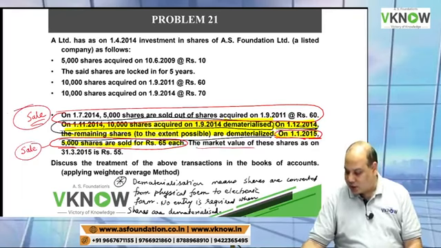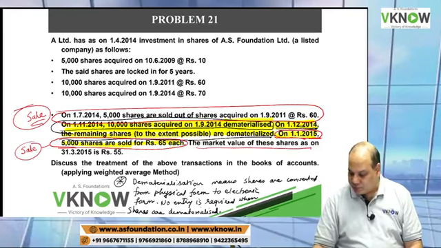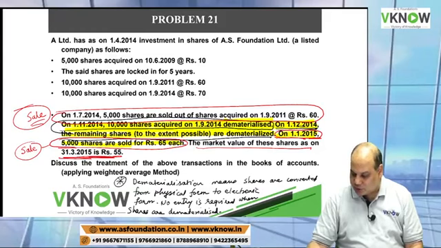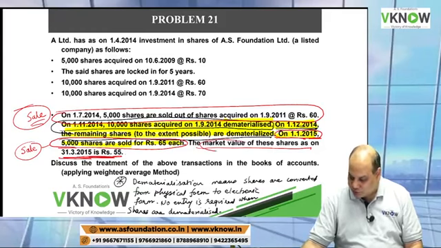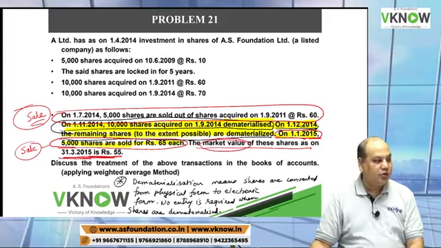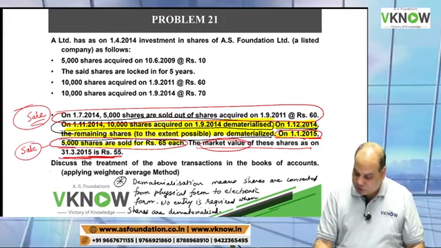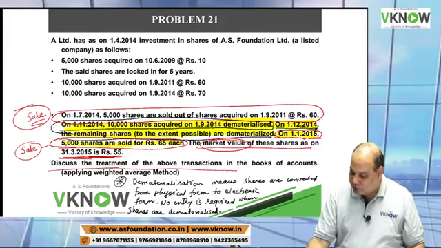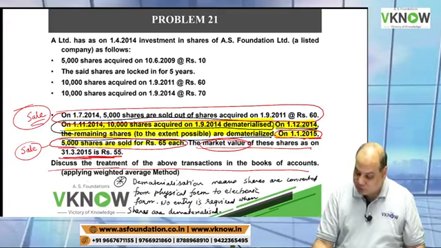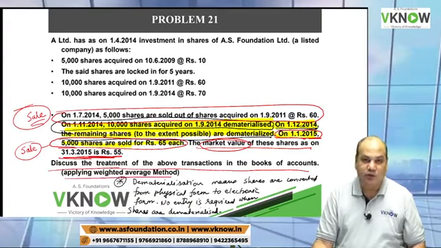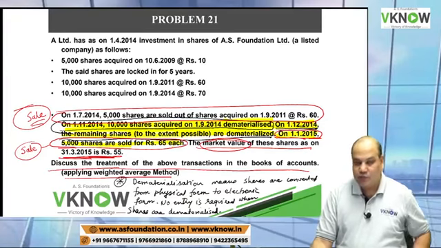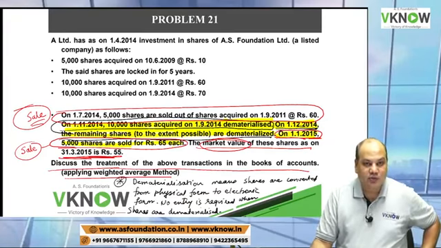Now it says the market value of this share on 31st March 2015 is 55 rupees. The question is, discuss the treatment of the above transactions in the books of account. Apply weighted average method. So this question is slightly similar and slightly different also.